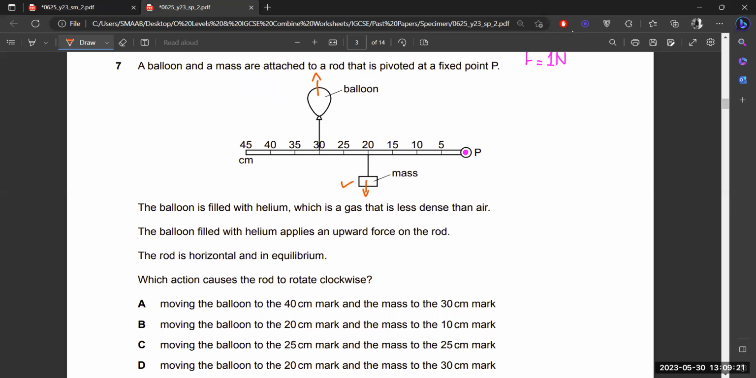The balloon is filled with helium, and a balloon filled with helium applies an upward force on the rod, and the rod is horizontal and in equilibrium. It means both forces are equal, both rotations are equal. Which action causes the rod to rotate clockwise? So it means we need to rotate it in the clockwise direction. So we need to rotate like this.